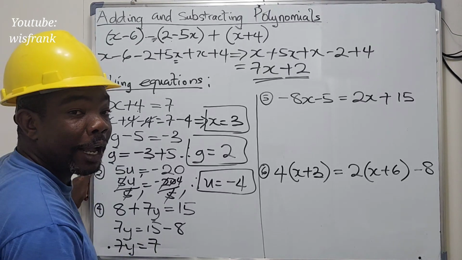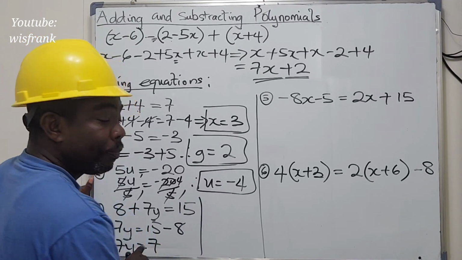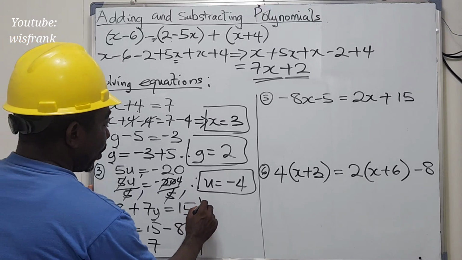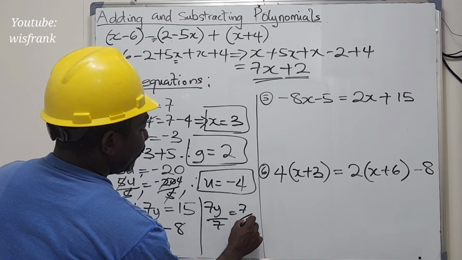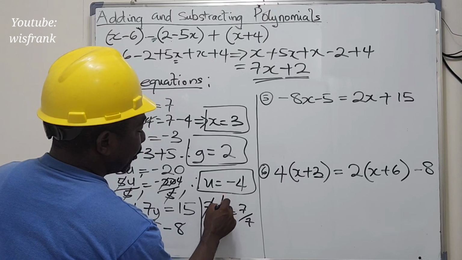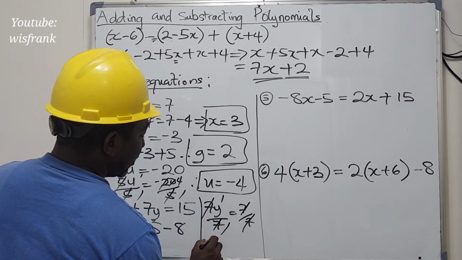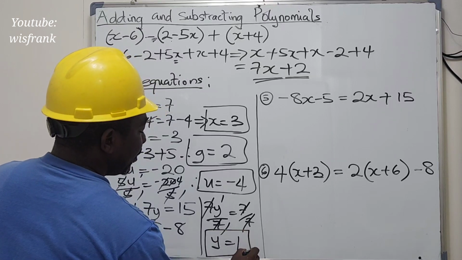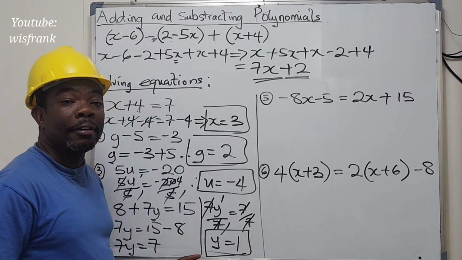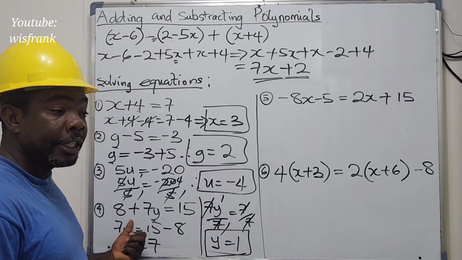So for us to find the value of y, we need to divide both sides by 7. So we have here 7y divided by 7 equals 7 divided by 7. 7 cancels here and 7 cancels here. Therefore, we have y equals 1. So this is the value of y that we have as the solution of this equation.